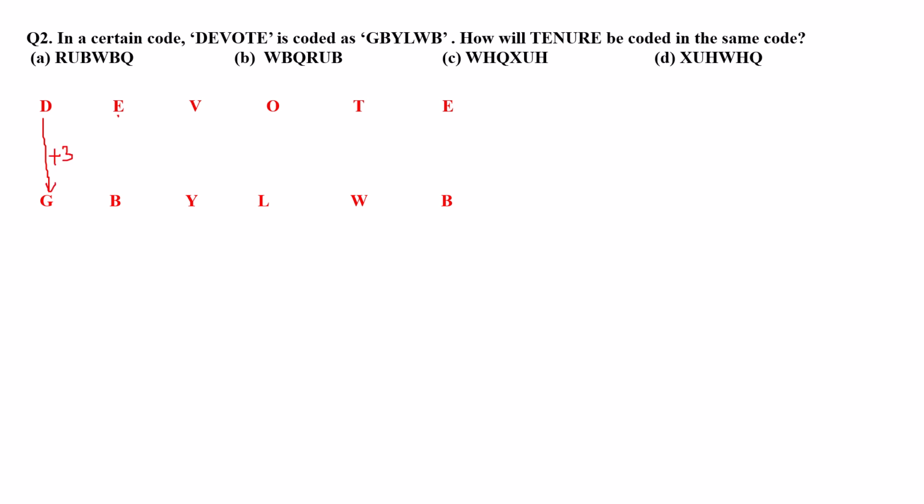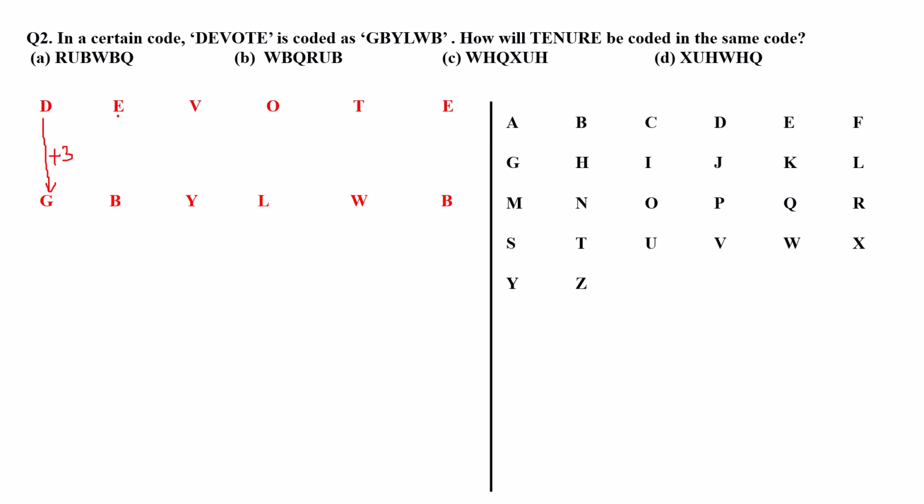Next, E is coded as B. In the alphabetical order, first B comes, then E comes, right? So from E, if you have to go to B, how many steps do you have to move backward? For that, just quickly see the alphabetical order. It will be easy. Now E is over here and B is here. It means you have to go 3 steps backward to reach B, isn't it? So here you have to go 3 steps backward. Now V is coded as Y. So again you have to move 3 steps forward.